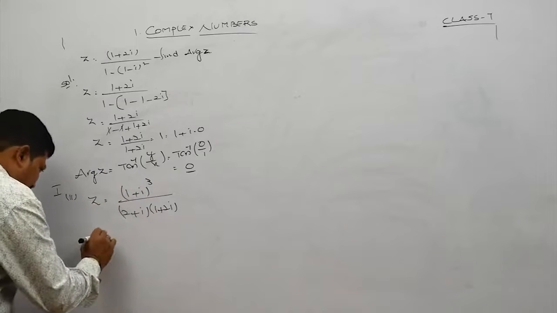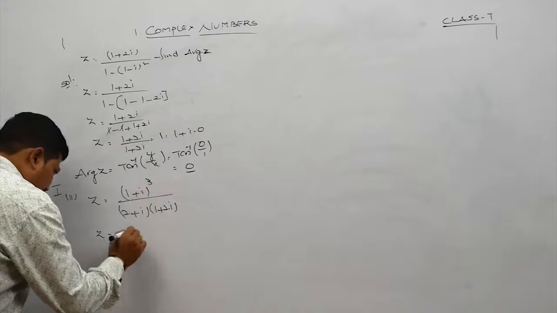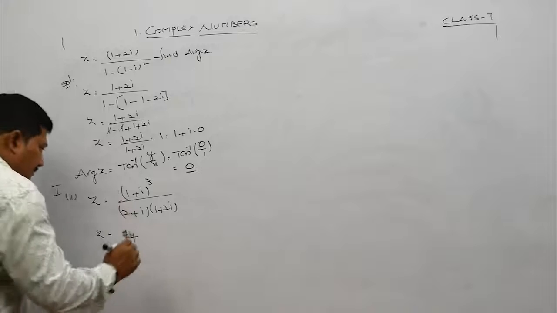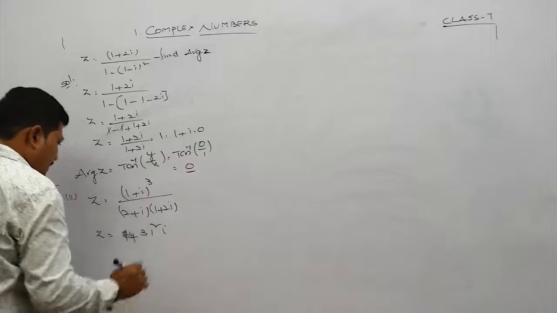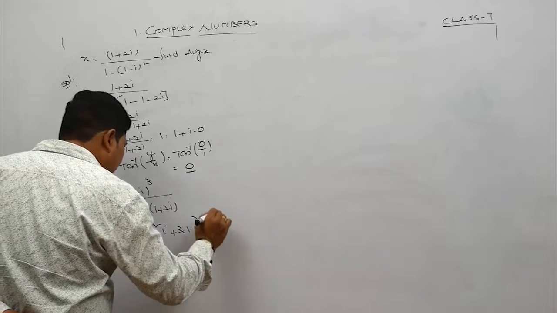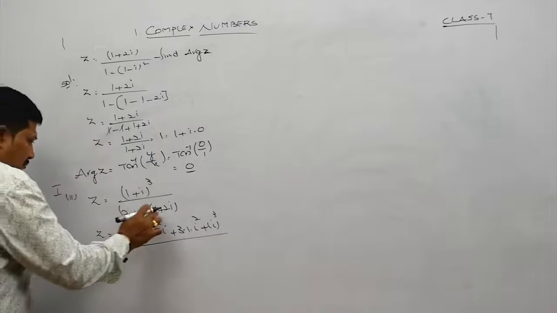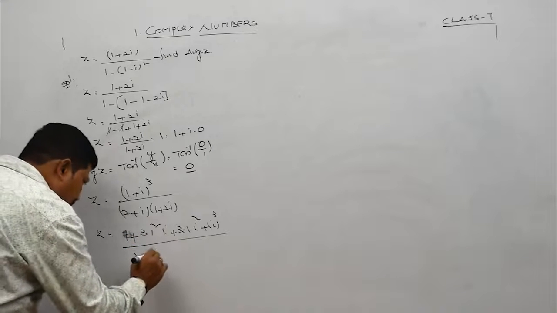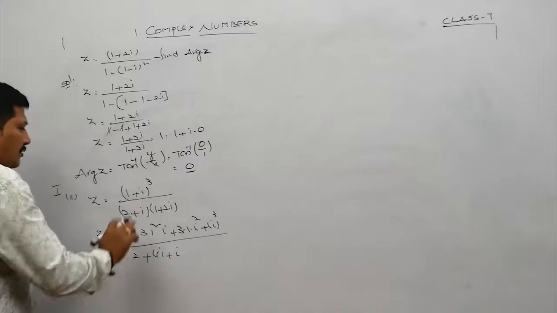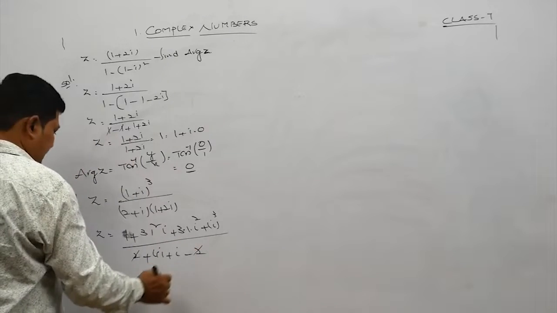So z is equal to, a plus b whole cube formula, a cube, 1 cube, so 1 plus 3a square b, 3 into 1 square into i, plus 3ab square plus b cube, by the denominator we do the multiplication normally. 2 into 1 is 2, plus 2 into 2i is 4i, plus i into 1 is i, plus 2i into i is 2i square, that is equal to minus 2. So here plus 2 minus 2 cancel.